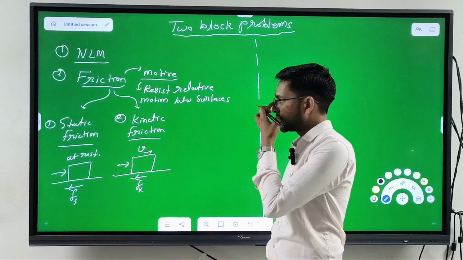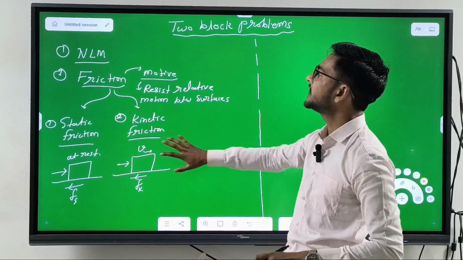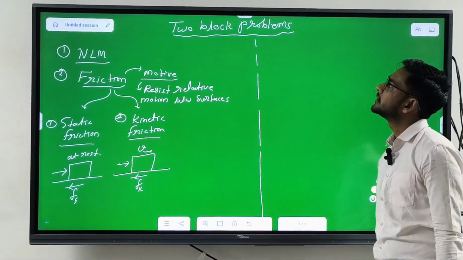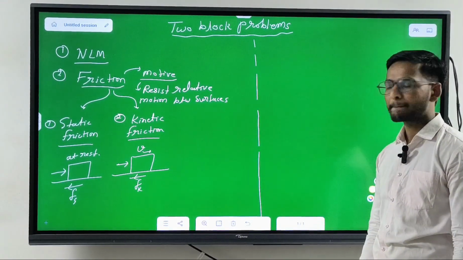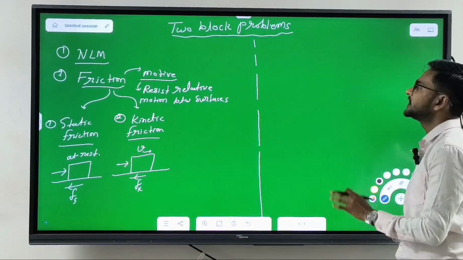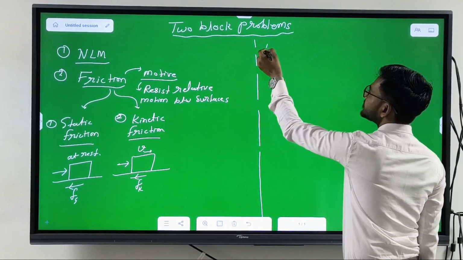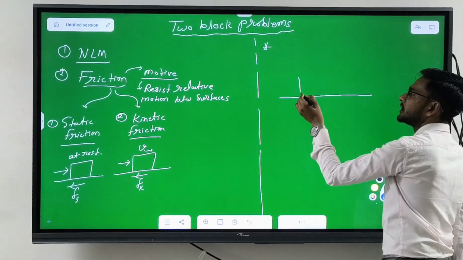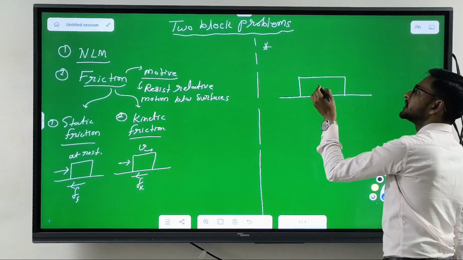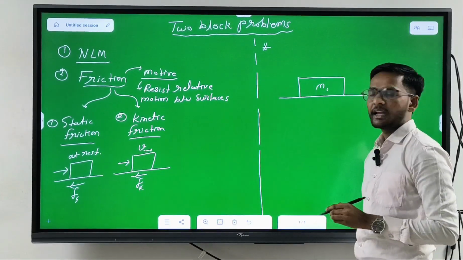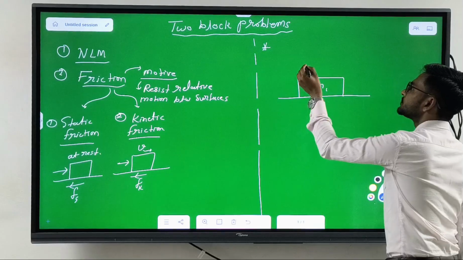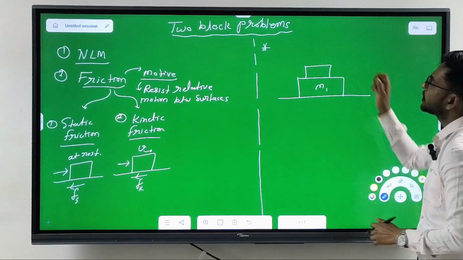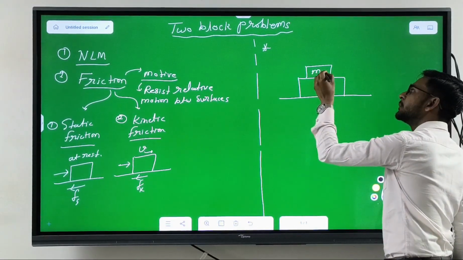Okay, understood? We have to have a clear understanding about this before getting into the topic of two block problems. Now let's discuss our main topic, two block problems. There is a block kept on the ground of mass m1, and there is another block kept on the first block having mass m2.